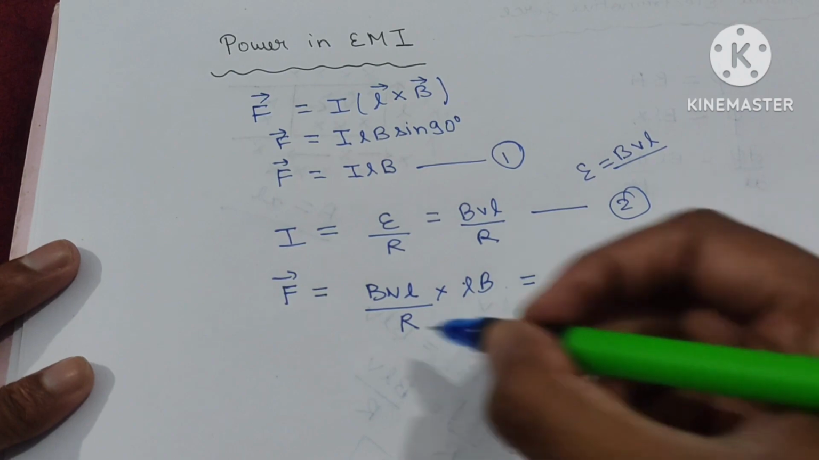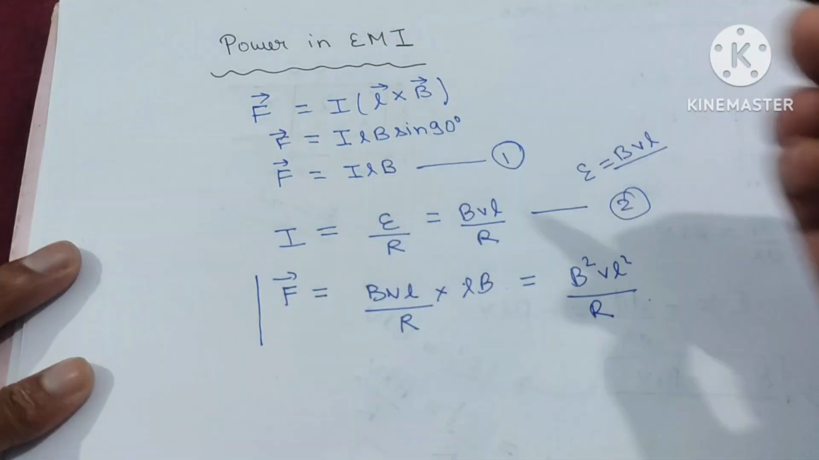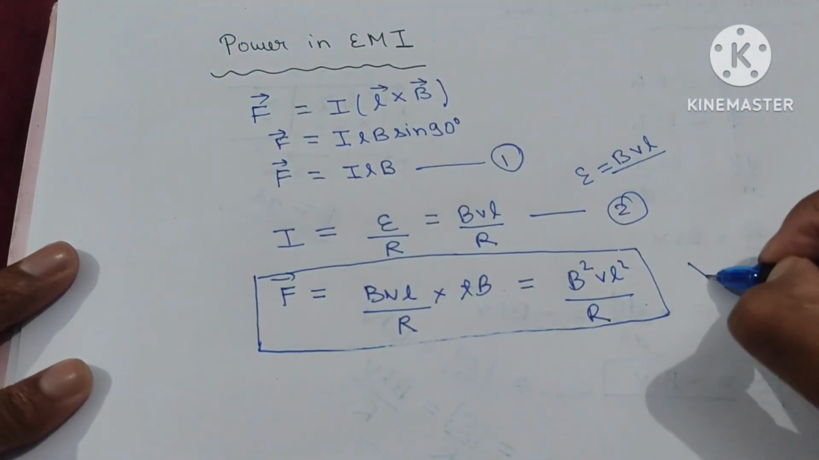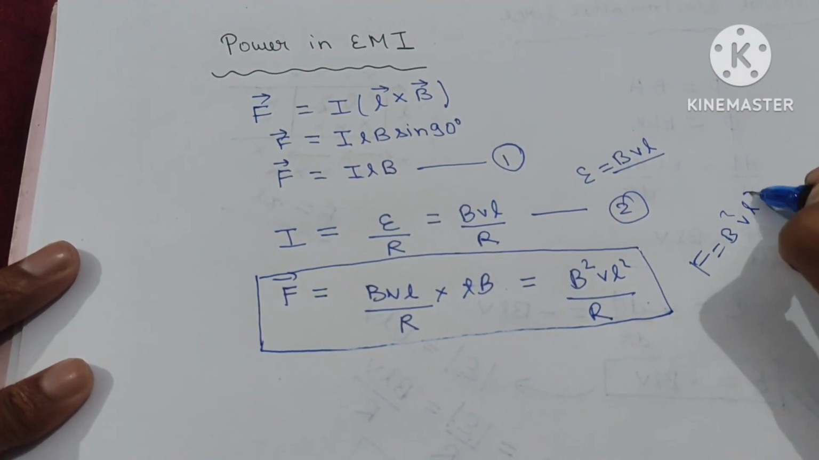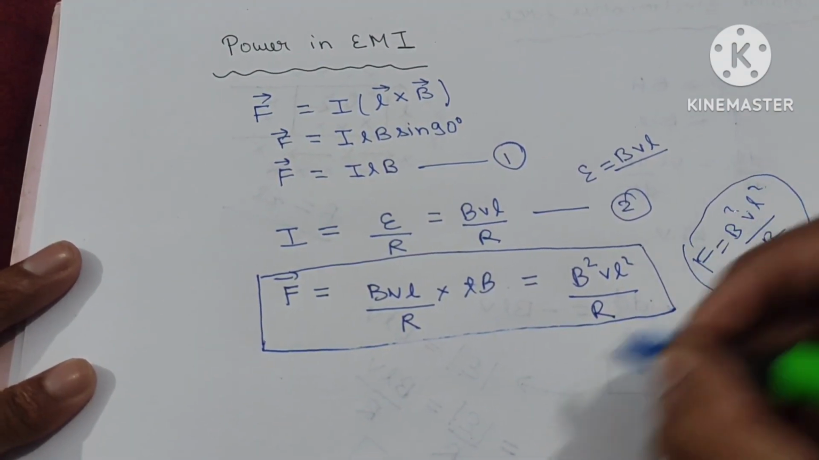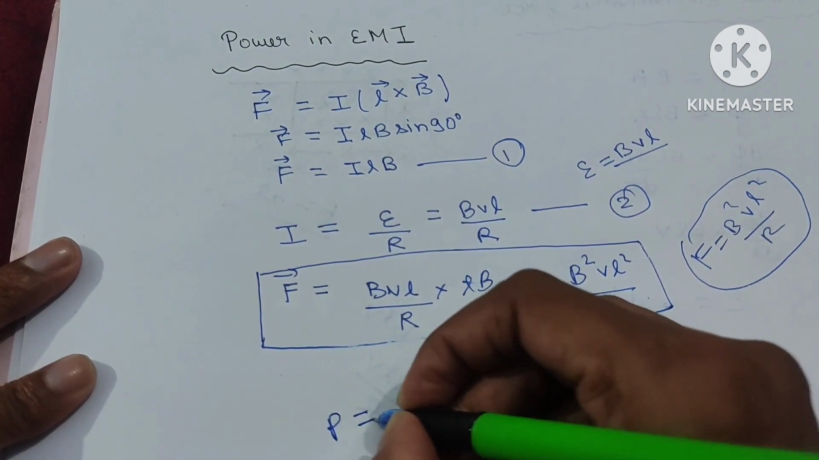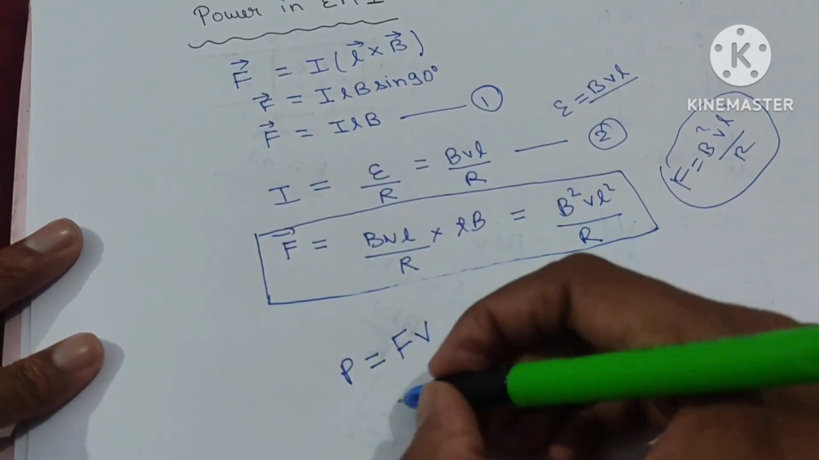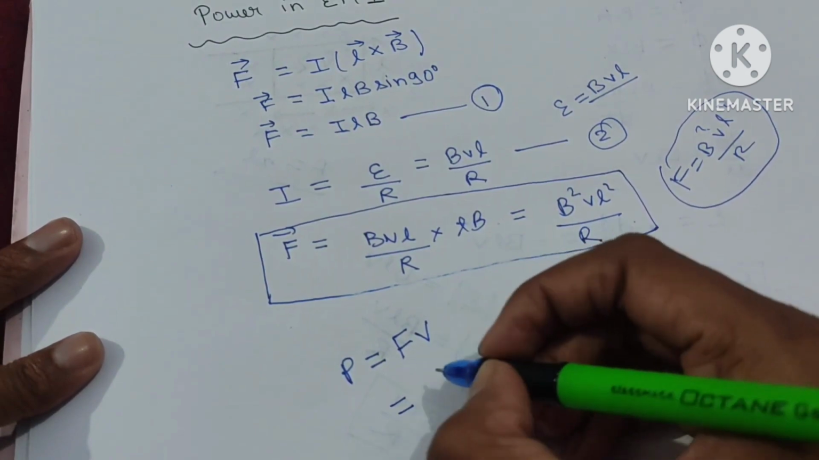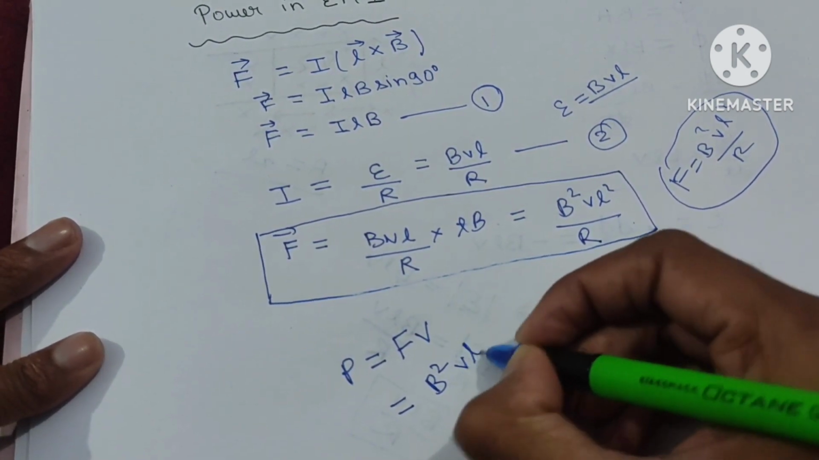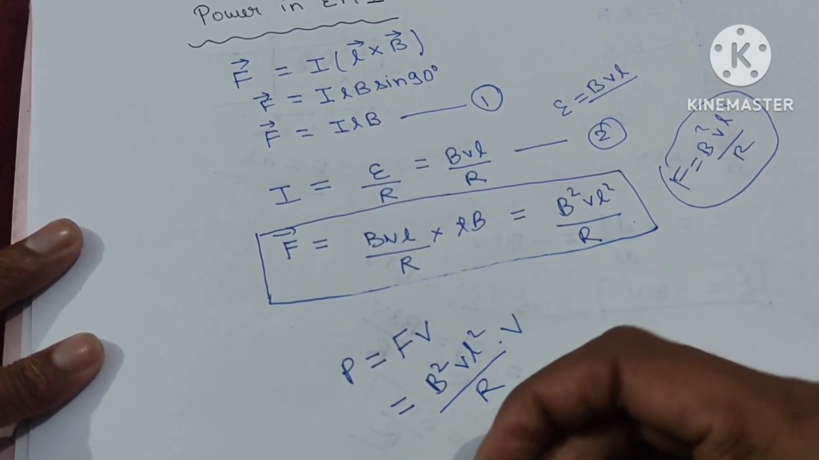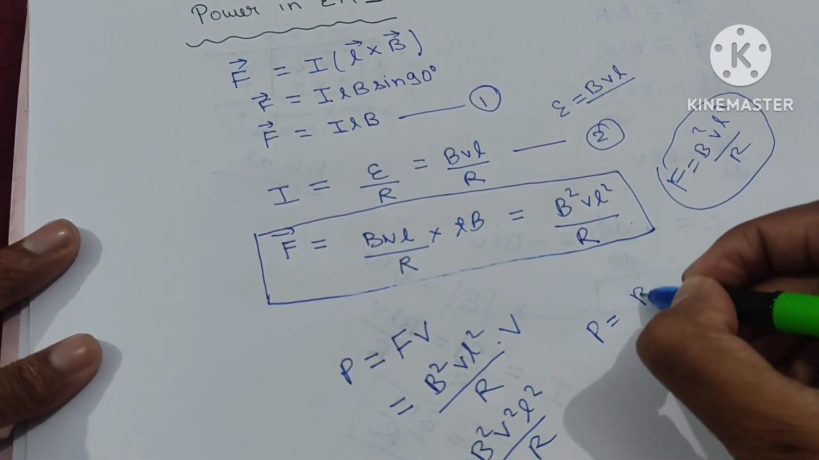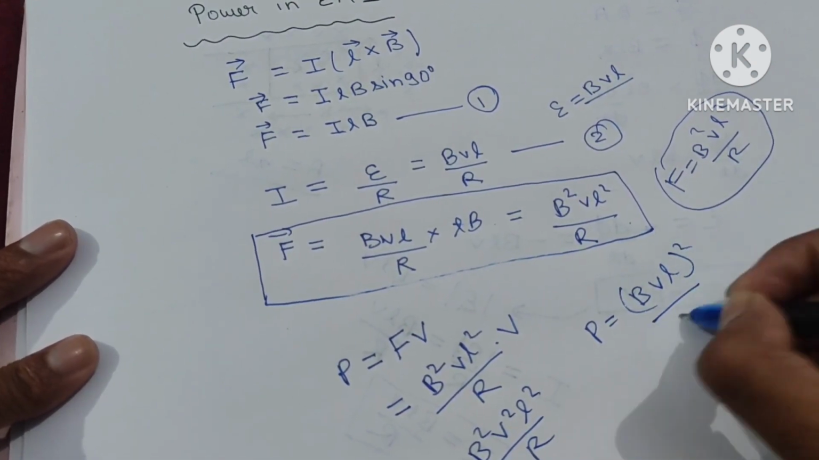Okay, now power. So it is the force. You derive the force. What you derive? Force is equal to B square L. Okay, this is the force. Now what we'll do? We'll derive the power. Power is equal to F into V. So power is equal to F, and F is B square V L square by R into V. So B square V square L square by R. So power is equal to (VBL) whole square by R. So this is a power.